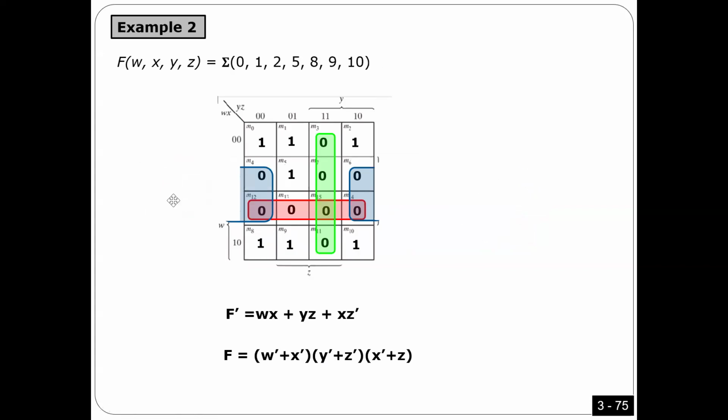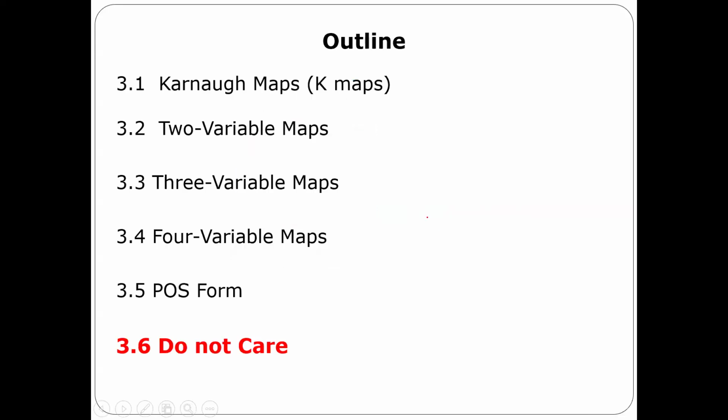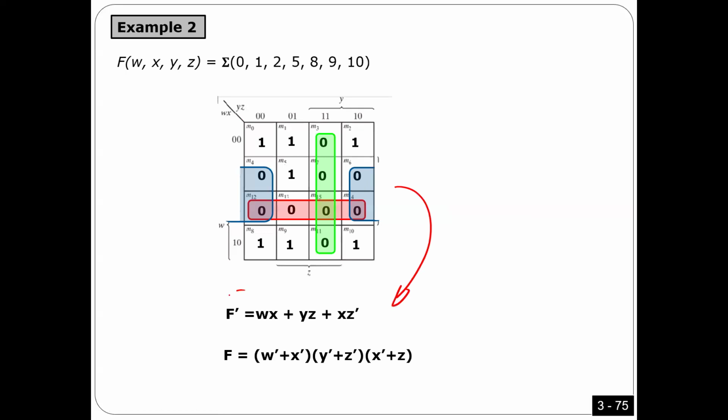So here, as you see in this figure, again, I'm grouping zeros. So all these zeros, one group. Similar to what we did before, you need to maximize the groups. Exactly the same thing. Once I do that, I'm going to get this function. This function is f prime, not f, because I'm grouping zeros.